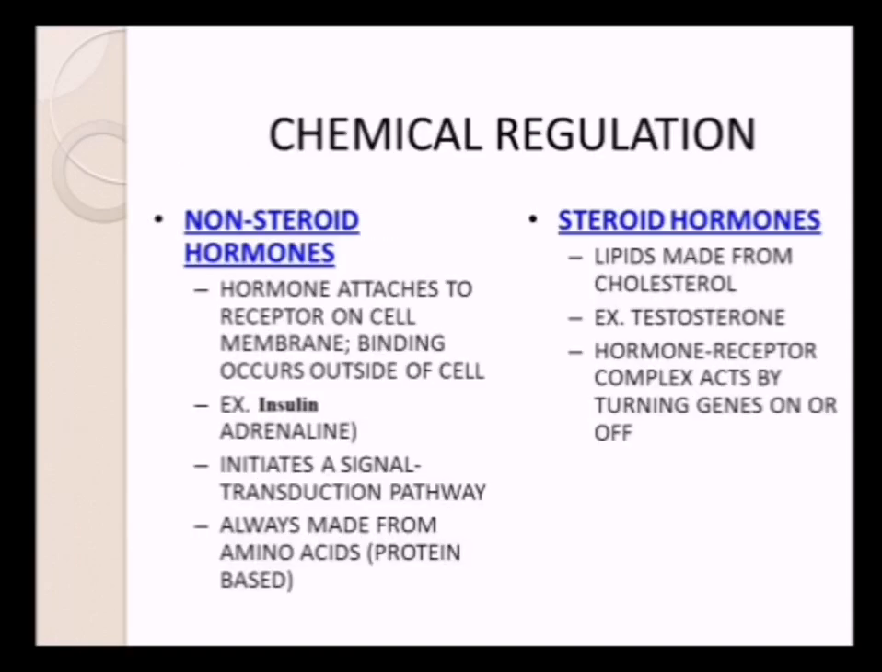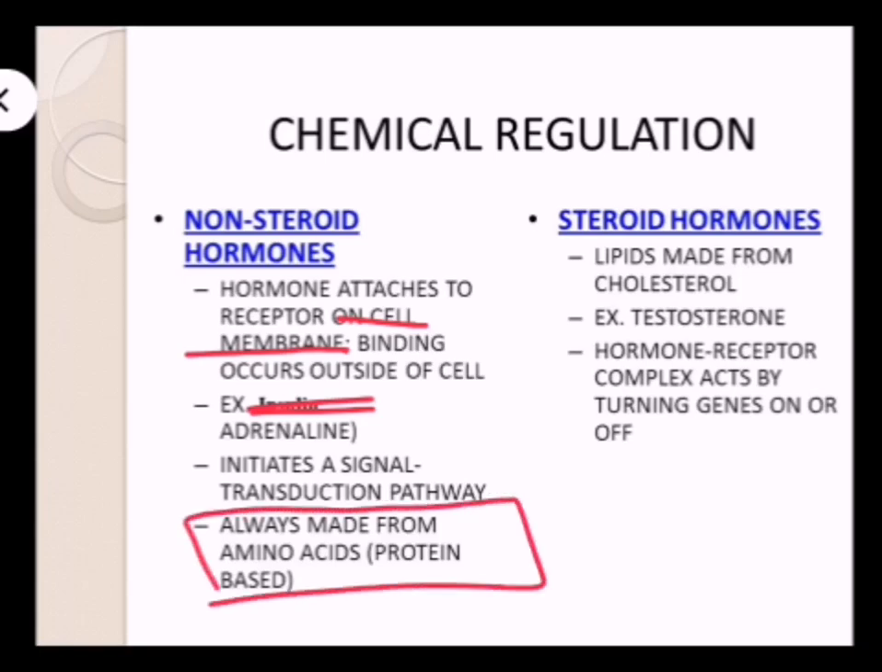Now, the hormones inside our body are classified as steroid hormones or non-steroid hormones. The non-steroid hormones are the hormones whose receptors are found on the cell membrane. So the binding between the hormone and the receptor occurs outside the cell. For example, insulin and adrenaline, which is the stress hormone. And those hormones are always made up of amino acids, so they are protein-based hormones.